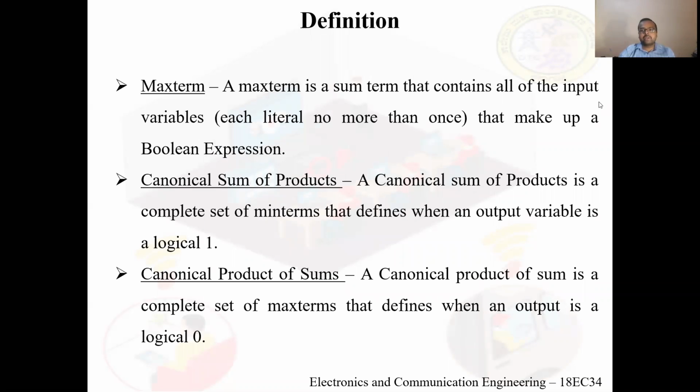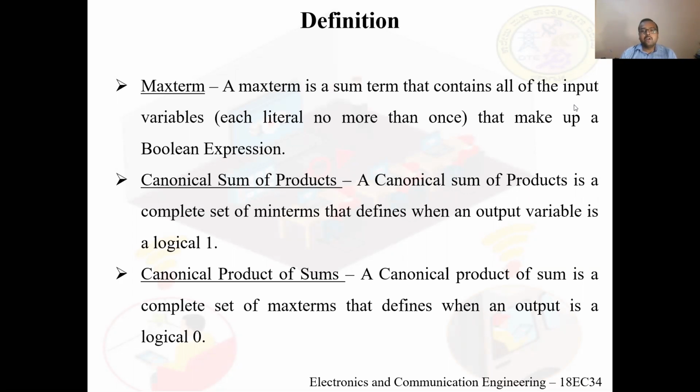Next is maxterm. What is a maxterm? A maxterm is a sum term that contains all of the input variables, each literal no more than once, that make up a Boolean expression. Yeah, this is similar to the minterm. When I say minterm, it is a product term, and it should contain all of the input variables. In similar lines, what is a maxterm? Maxterm is nothing but a sum term which contains all of the input variables.